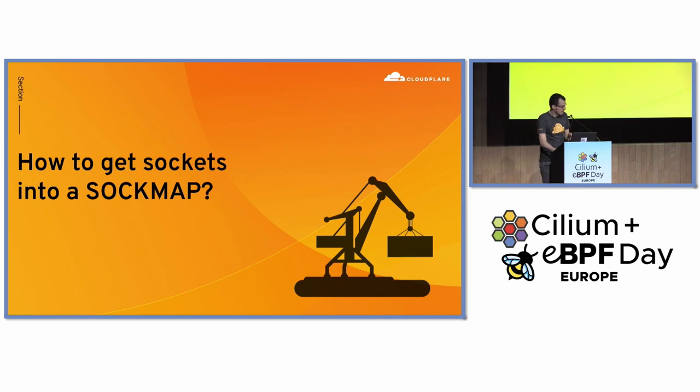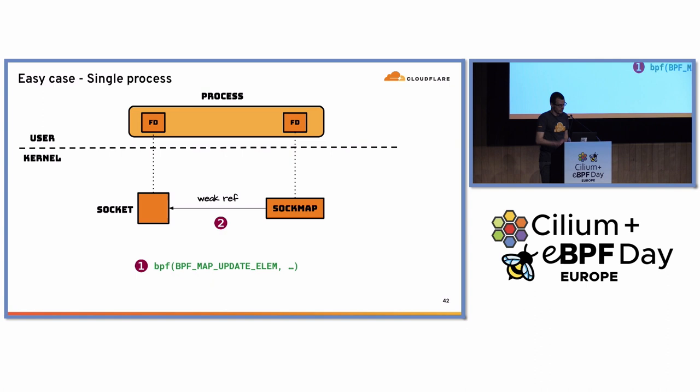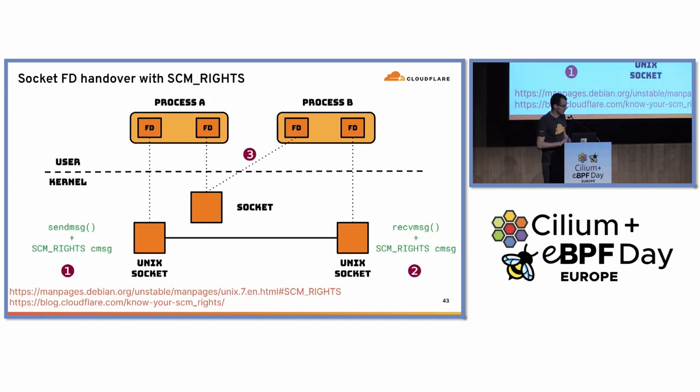So let's look a little bit more at that last step, right? How do we actually insert sockets into the Sockmap? In the simplest case, we have a user space process that owns both the BPF map, Sockmap, and a socket. In this case, it's a simple scenario where your process will just make a BPF syscall, and you can insert a reference to a socket into Sockmap.